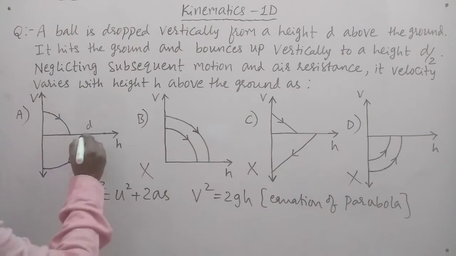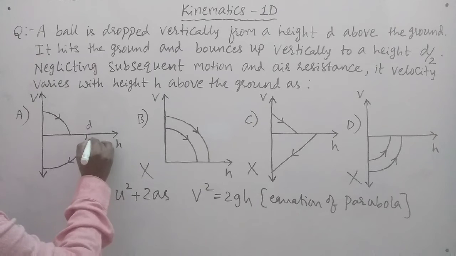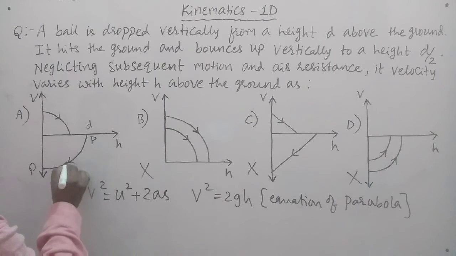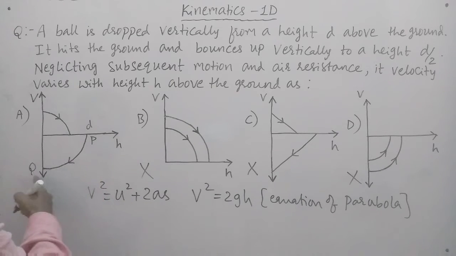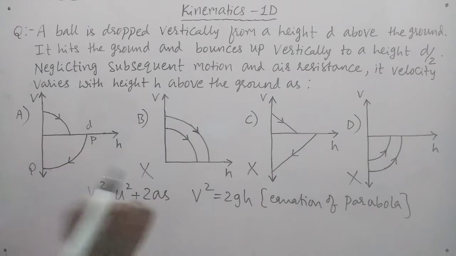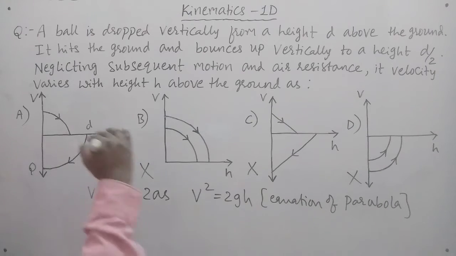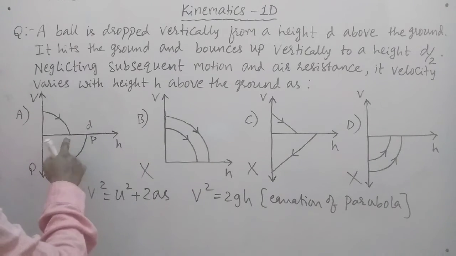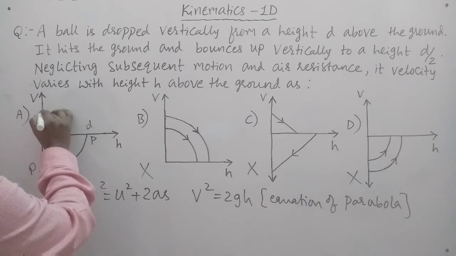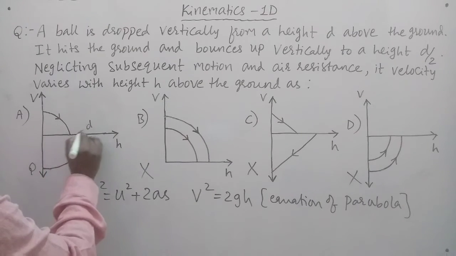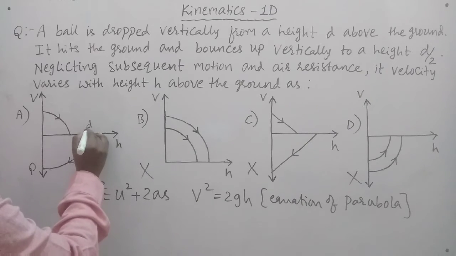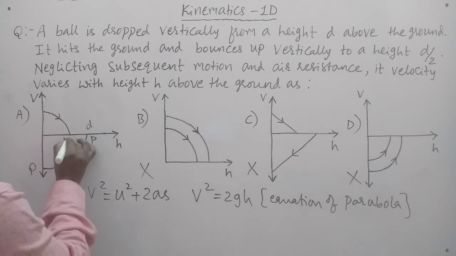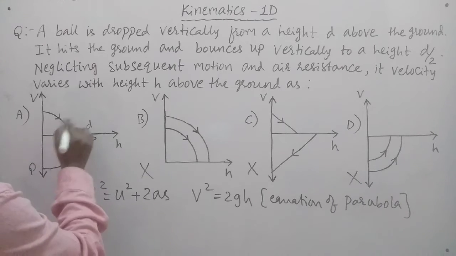Look at this graph. From P to Q, velocity increases downwards when it is coming downward. Here downward velocity is taken as negative. After the collision, upward velocity is taken as positive. So here its velocity decreases and it reaches a lesser height. This height is d, and this other height is given as d by 2.